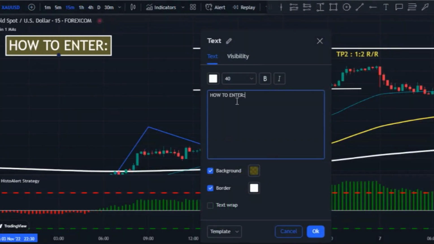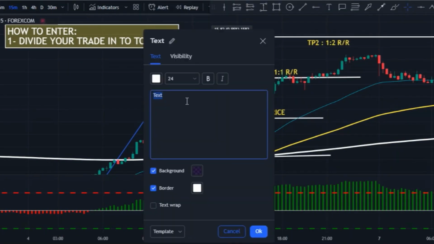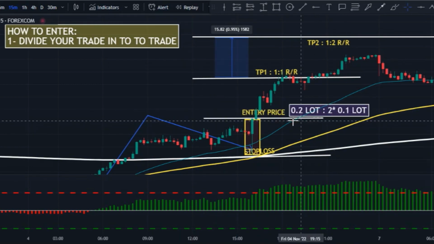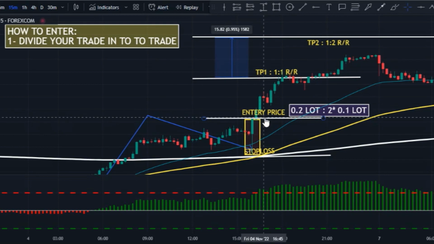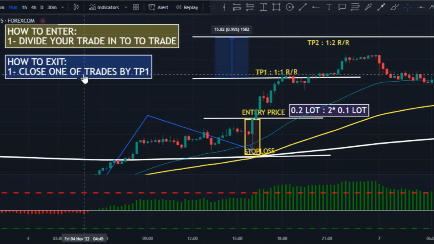Now to enter a trade, we have to divide the trading volume by 2. For example, if you plan to enter into a trade with a volume of 0.2 lots, you need to divide this trade into two trades with a volume of 0.1 lot. Consider the first trade target at the risk-reward ratio of 1:1 and consider the second trade target at the risk-reward ratio of 1:2. Now when the price action reaches target 1, the first trade will be closed.